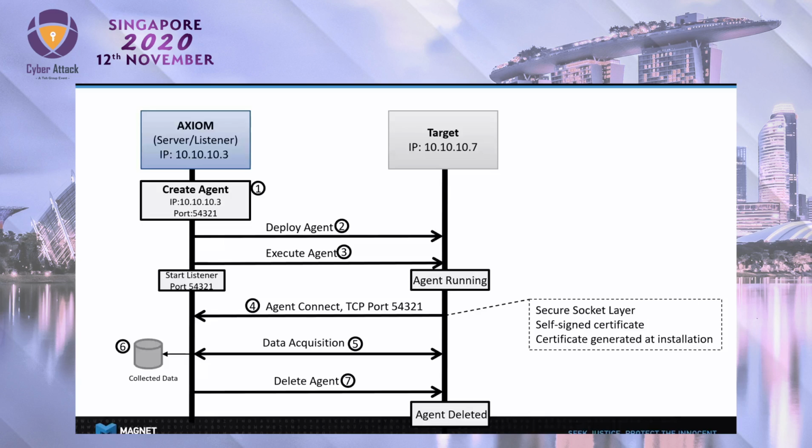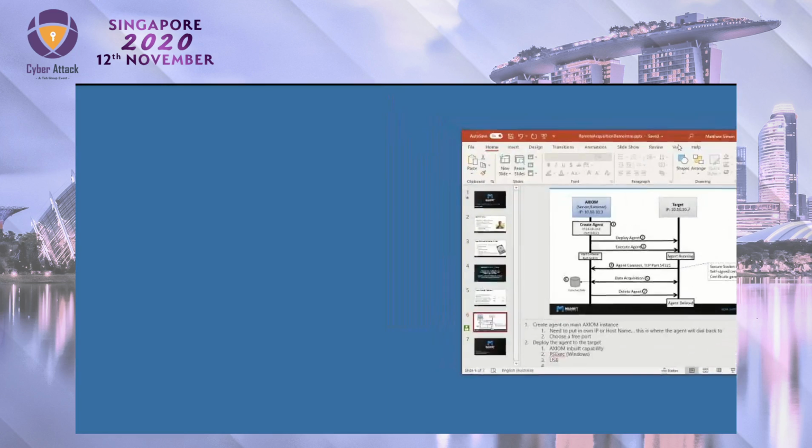That data there in step number 6 is collected into some sort of container. And we've got 2 options for that, which I'll demonstrate in a minute. And then in step number 7, optionally, you are able to have the agent delete itself. You can leave that there as well, optionally, if you want to. So that's the overview of how that works. I'm going to switch now over to Axiom itself.